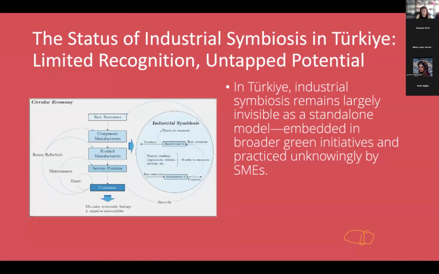In Turkey, industrial symbiosis is rarely addressed as an independent topic. It's generally seen as a part of green transformation, circular economy, or green industry. Even government funding programs do not name it directly, which limits awareness and feasibility. In my own consultant experiences, I often observe that SMEs already apply elements of industrial symbiosis, but they don't know what to call it.